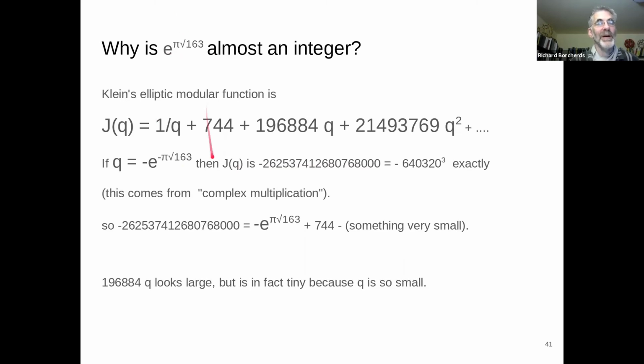This number is an integer, and this term here, 196884q, turns out to be incredibly small. You might think it's rather big because 196884 is big, but it turns out that q is so small that all these terms here are incredibly tiny. So the result is that e to the pi root 163 is very nearly this integer here, plus 744.